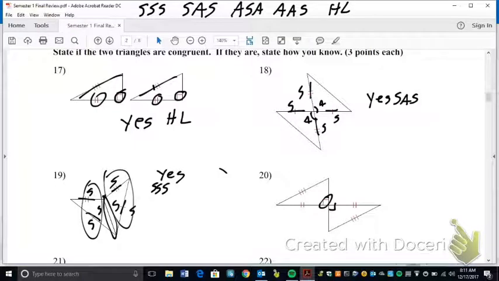Here, again, we know we have one right angle, and the other one forms a vertical pair. We know vertical angles are congruent, at least we should. And so that's going to give us 2 right triangles. Hypotenuse, leg, check, and check. So for the second time in 4 chances, we get yes, hypotenuse, leg.